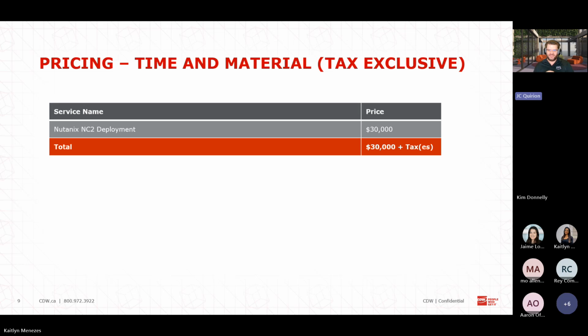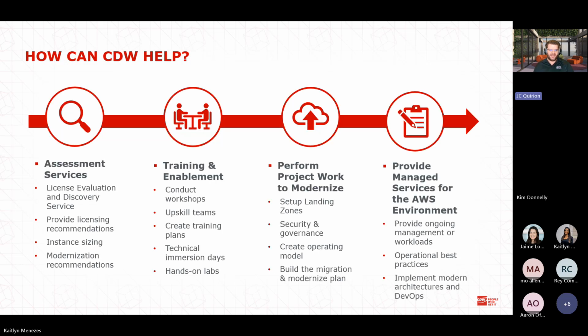Next slide, please. And how can CDW help with everything AWS? We can do assessment services, which are usually funded as well, to help you understand your environment, so you can decide what the best way forward is on AWS. But also, if you're migrating away from Broadcom, you can go with Nutanix, and those assessments will tell you everything.